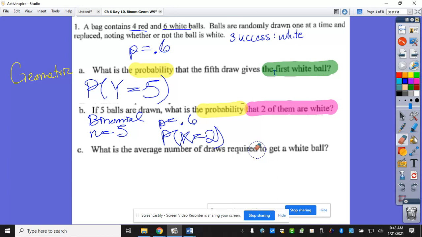Part C, is that binomial or geometric? Part C says average, so we're not finding probability here, but it's required to get a white one. So it's geometric, so we're getting the first success. So what's our geometric mean equation? 1 over P, so I'd want to see geometric, 1 over P, 1 over 0.6, which gives me 1.67, however you round it. And what would our units be there? Joules, or whatever you want to call it.